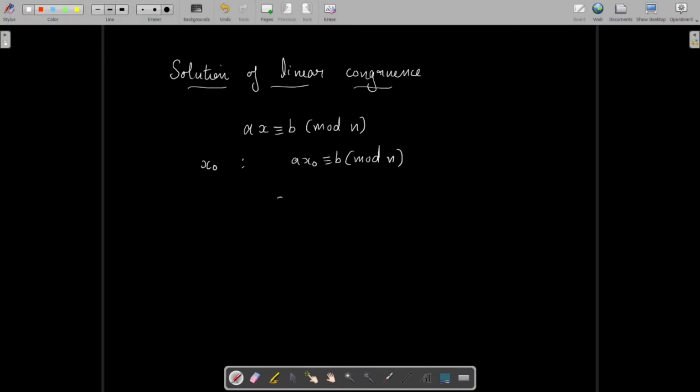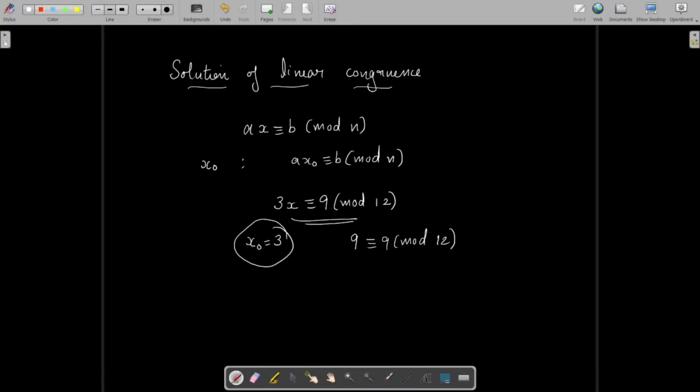For example, suppose we have the congruence 3x ≡ 9 mod 12. We have to find the integer x such that 3 times x, when divided by 12, leaves remainder 9. Suppose we choose x0 as 3. Then 3 times 3 is 9, which is congruent to 9 mod 12. The equation is correct here because 9 minus 9 equals 0, which is a multiple of 12. Or, when 9 is divided by 12, the remainder is 9 itself and the quotient is 0. Therefore, x0 equal to 3 is a solution of this linear congruence.